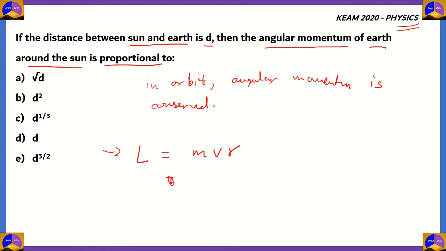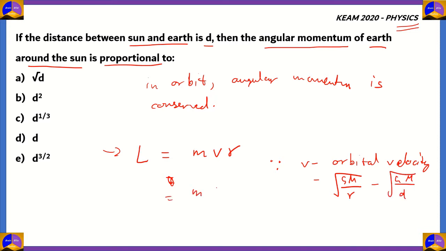What we're going to do is apply the value of v, which is orbital velocity. So that means v equals under root of GM by r. Now r in this case is the distance d, so therefore it is m times under root of GM by d, times d. So d raised to 1 divided by d raised to 1 by 2, so that's d raised to 1 minus 1 by 2, which is d raised to 1 by 2. So therefore m times under root of GMd is the value of the angular momentum.